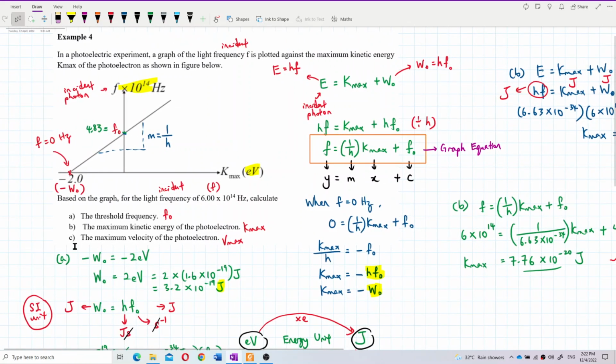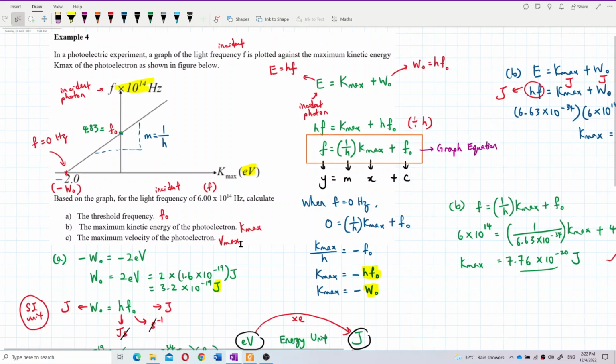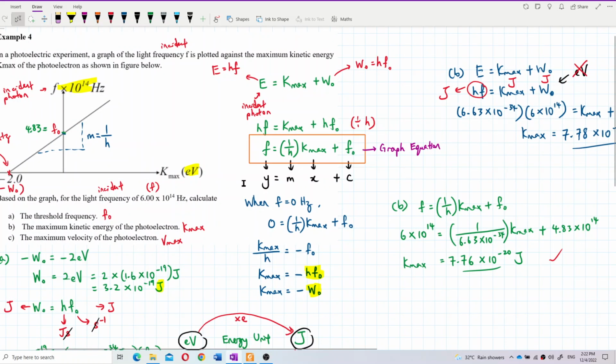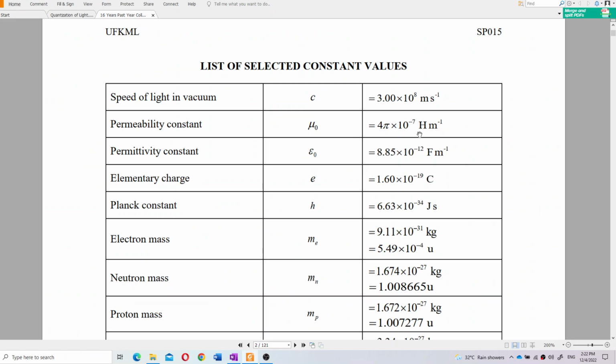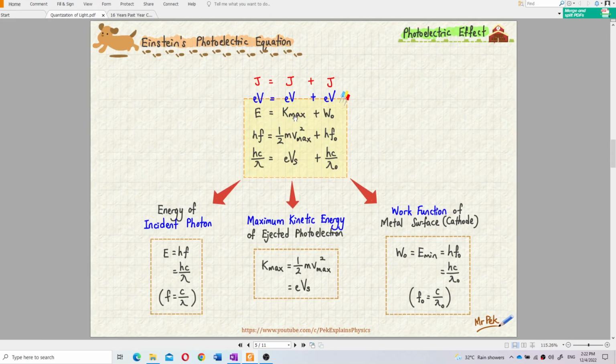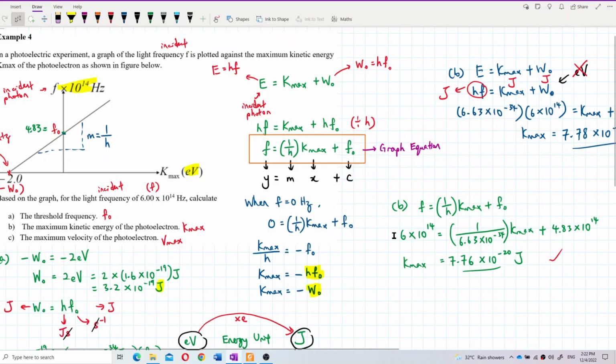Now I want to find the Vmax, the maximum velocity of photoelectron. So Vmax I can get from Kmax, because Kmax is half m Vmax square. Or eVs, the stopping potential, also get from Kmax. So Vmax I get from Kmax. Okay, so let us do it.